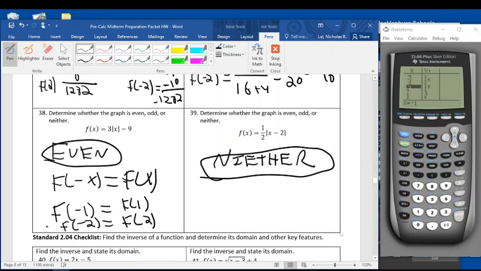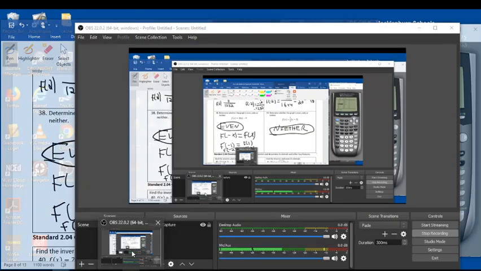So that's 39. That's the absolute value standard, or the even odd symmetry function standard, so that's the video.